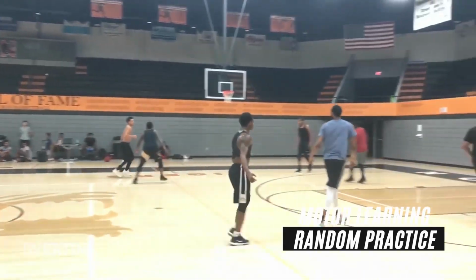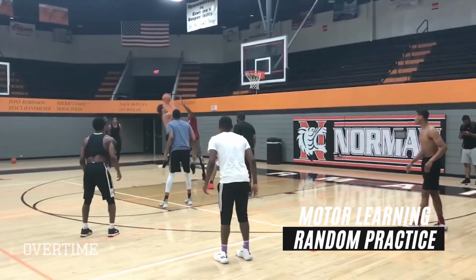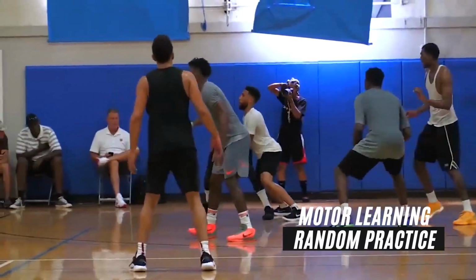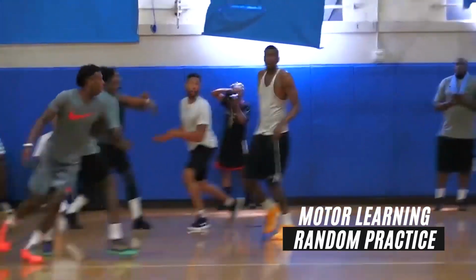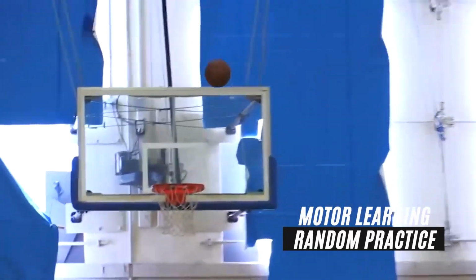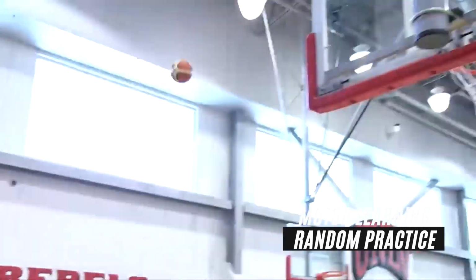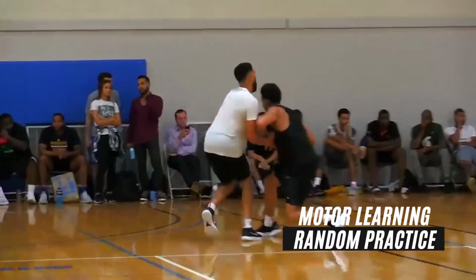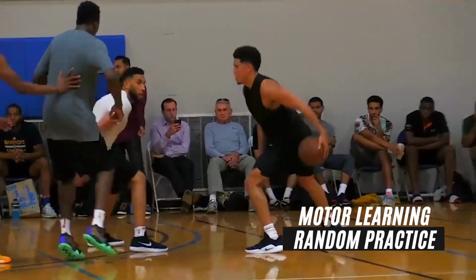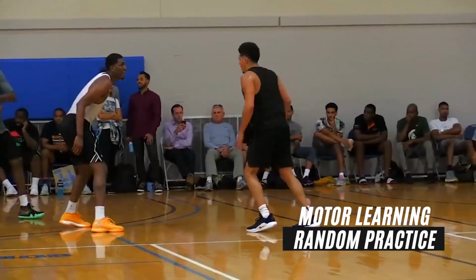A major key in random practice is that you have to allow players to figure it out and learn from their mistakes. This is what helps us execute our game skills better. So if you look at all these videos, all these players are forced to read, plan, and do every single repetition because it leads to way more transfer in game.